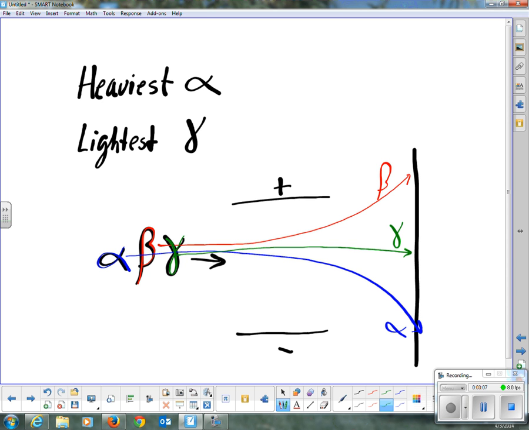Now, so as we have charges on them, alpha and beta are the ones that are going to be charged. Gamma does not have a charge. And forces will affect alpha and beta.